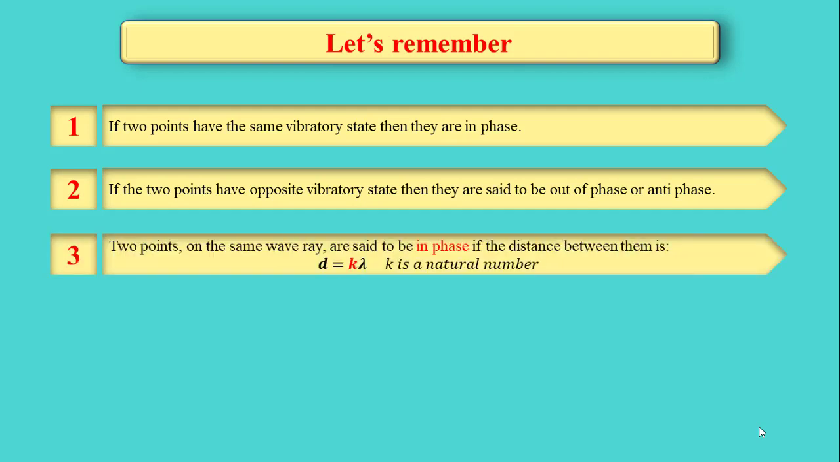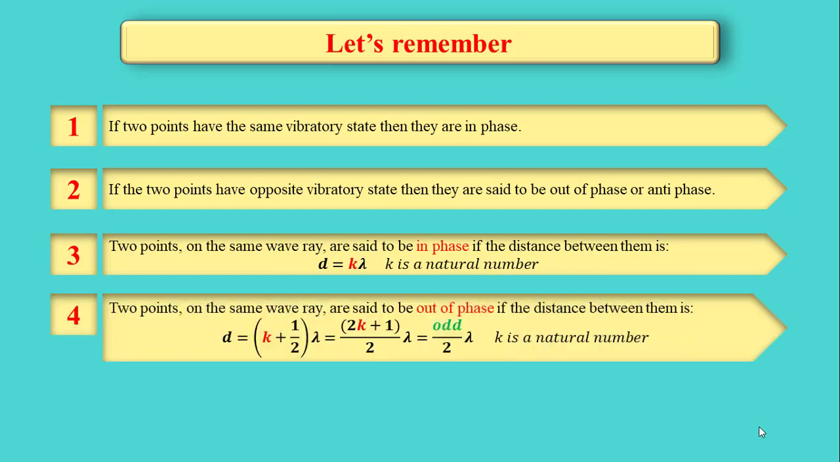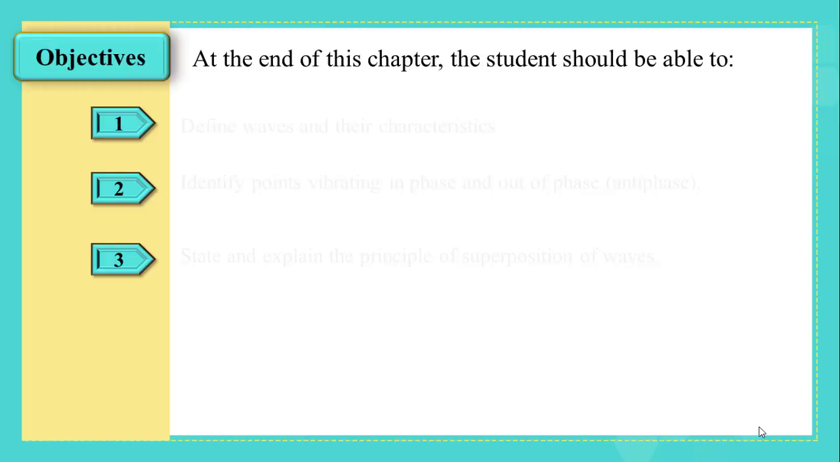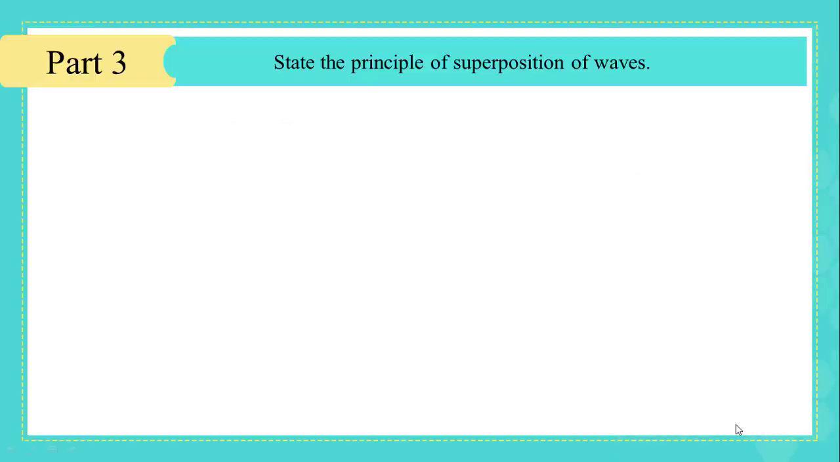Two points are said to be in phase if the distance between them is a whole multiple of lambda. And two points are said to be out of phase if the distance between them is defined by d equal to (2k plus 1) divided by 2 multiplied by lambda, or an odd number divided by 2 multiplied by lambda. At the end of this video, you will be able to state and explain the principle of superposition of waves. What is the principle of superposition of waves?